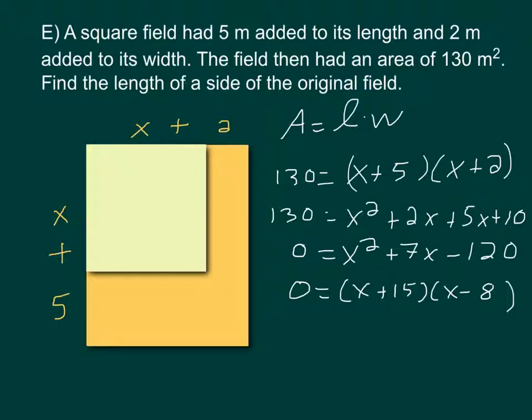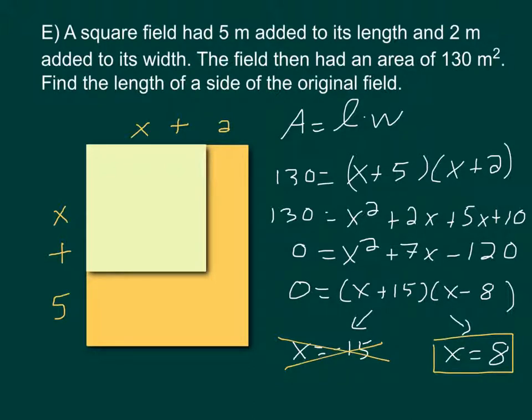Now I can use the zero product property, split and solve, and I get two values for x. I get x equals negative 15, and I get x equals 8. Those are both the solutions to the equation, but I want to make sure I go back to my original problem and find something that I'm sure will work. Since I'm talking about a field and the lengths of its dimensions, I can't possibly have a negative length. So that's why I disregard the option of x equals negative 15. The answer that I really want to use is x equals 8.